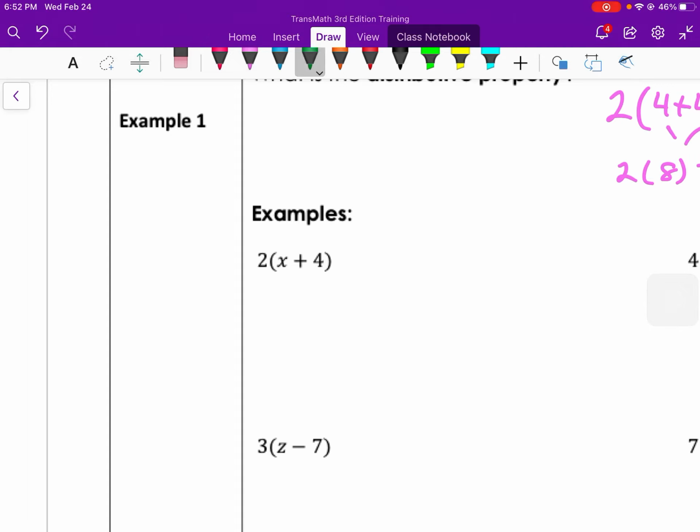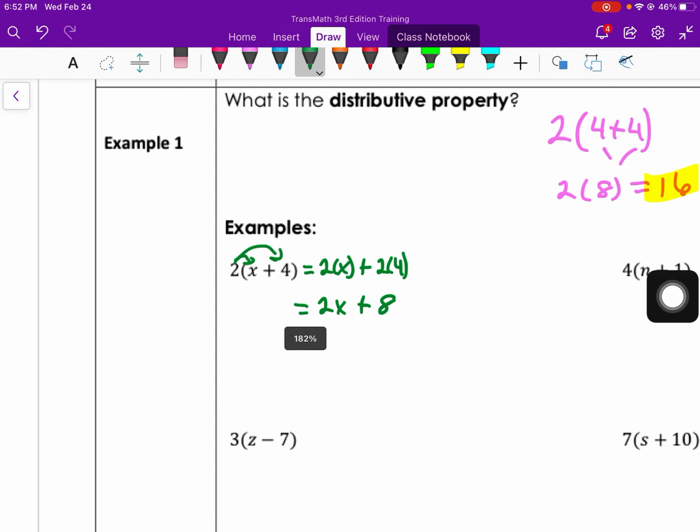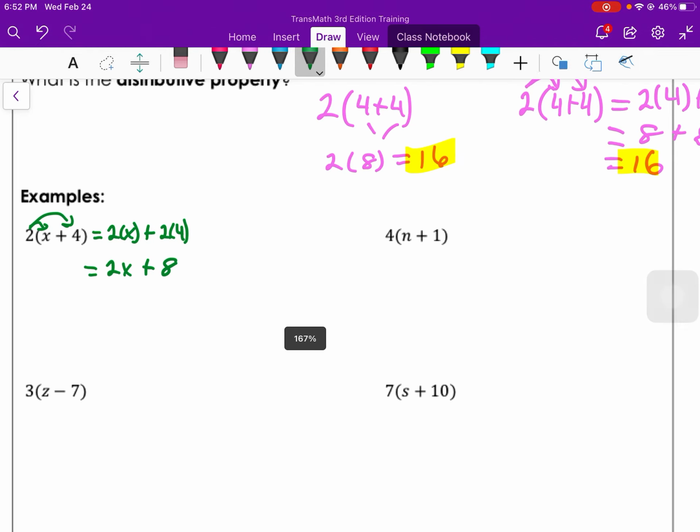So we do it the same way. We distribute the 2 to both parts. So that becomes 2 times x plus 2 times 4. So we can simplify that to 2x, because 2x means 2 times x, plus 2 times 4 is 8. That's what we do when we're using the distributive property.